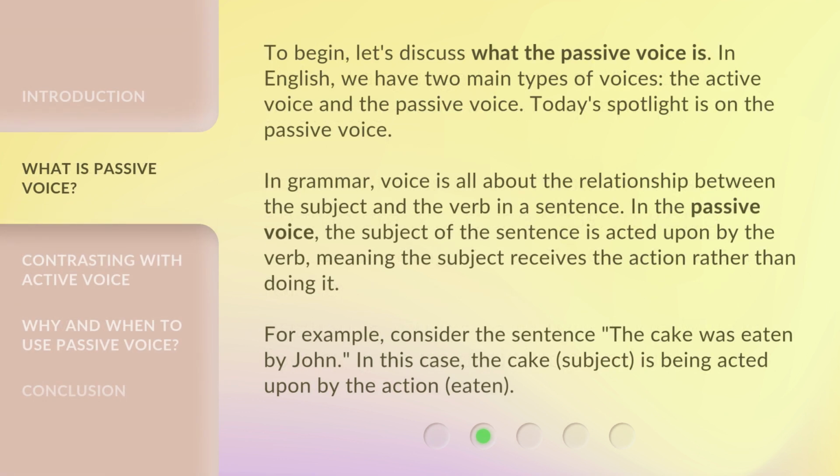To begin, let's discuss what the passive voice is. In English, we have two main types of voices, the active voice and the passive voice. Today's spotlight is on the passive voice. In grammar, voice is all about the relationship between the subject and the verb in a sentence. In the passive voice, the subject of the sentence is acted upon by the verb, meaning the subject receives the action rather than doing it.